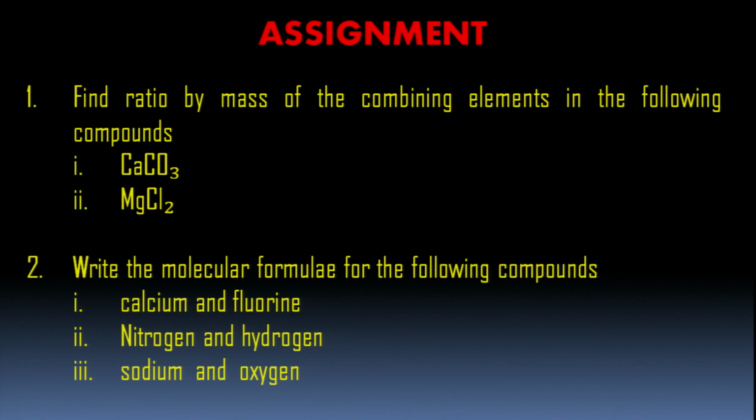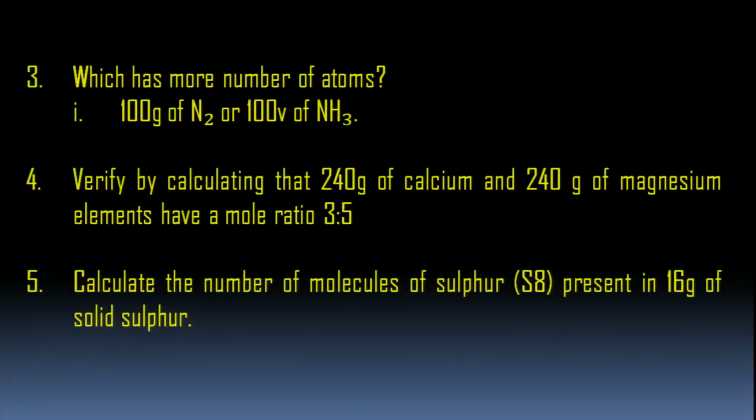Question number 2. Write the molecular formula for the following compounds. You know how to write the molecular formula, we have discussed. Calcium and fluorine, nitrogen and hydrogen, sodium and oxygen. Question number 3. Which has more number of atoms? 100 grams of N2 or 100 grams of NH3.